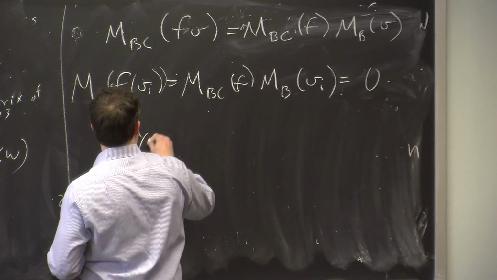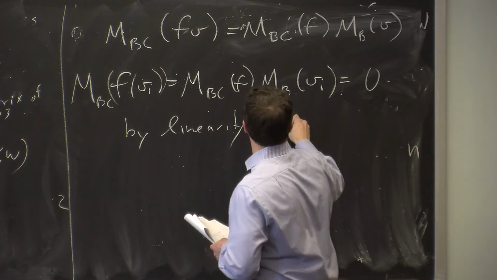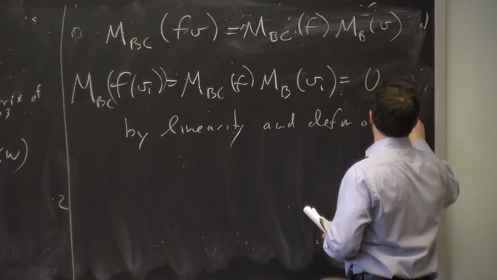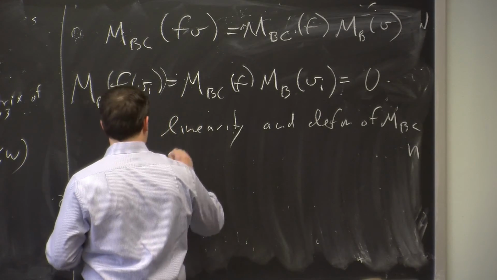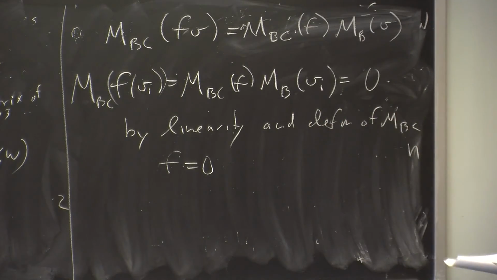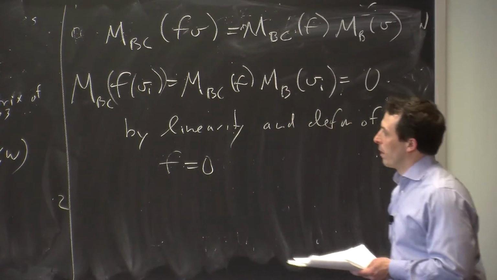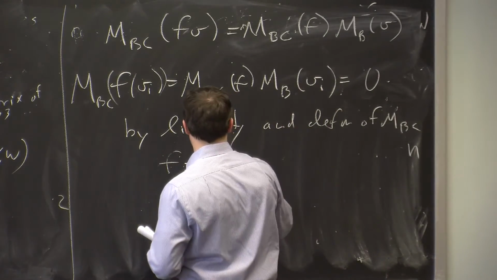By linearity and thinking about what this definition of MBC is, we get that f must have been 0 if that's true for all basis vectors. In other words, it's going to show that f sends everything to 0. And so, in fact, the null space was equal to 0, and MBC is injective.